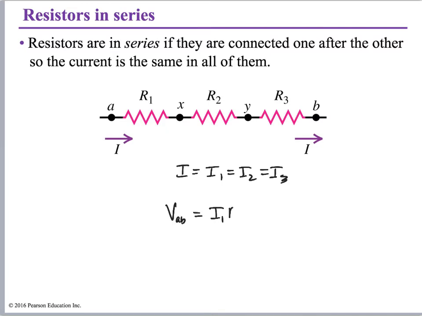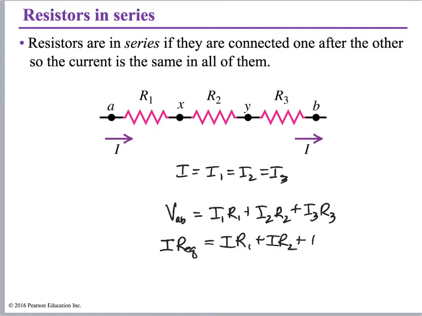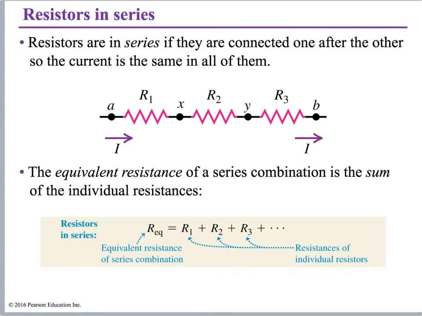and so I1, if we call this the total current times the equivalent resistance and replace the I1s and I2s by just I, because they are all the same, we see that we can get rid of the current because it's the same in every term, and the equivalent resistance for resistors in series is just the sum of the resistors. And so that's the rule that we learn.